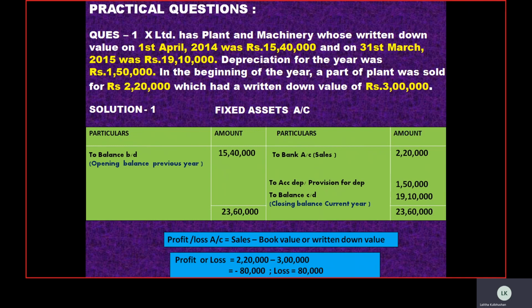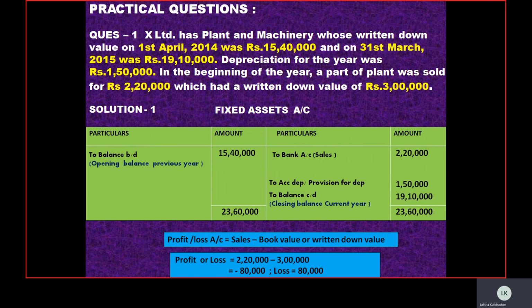That means we are getting the answer in negative. Negative means it's a loss. If the sales is more in comparison to book value, it will be called a profit. If the sales is less and the book value is more, then it will be called the loss.